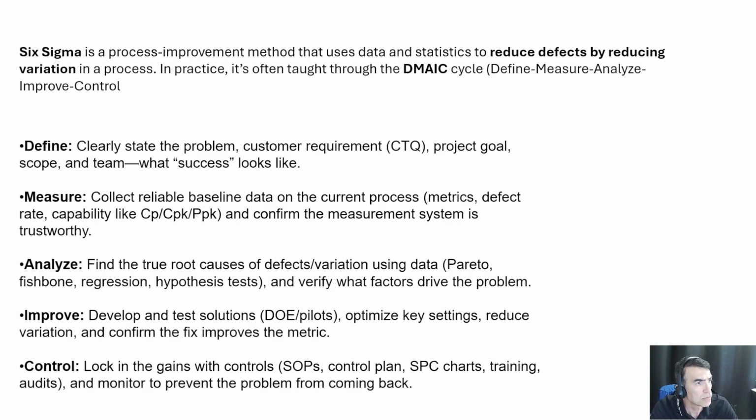So the first step is to define. Clearly state the problem and customer requirements. So you see that my OD is a critical dimension, and then how you want to control that. Then measuring is very important. You correctly measure the OD, analyze the data, and find the root cause of what is contributing to variation.